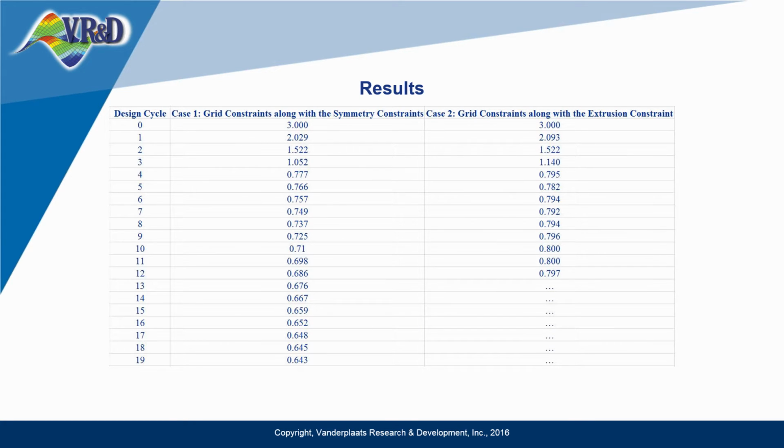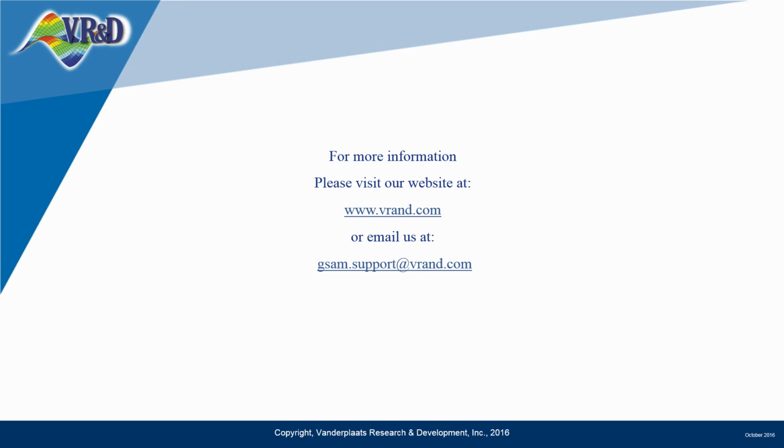The table displays values of normalized strain energy for each design cycle in both cases. In first case, the normalized strain energy is reduced by 79%, whereas in the second case, the normalized strain energy is reduced by 73%. Thus, the structure obtained with only symmetry manufacturing constraints is stiffer than structure satisfying the extrusion manufacturing constraints. This completes the demo.